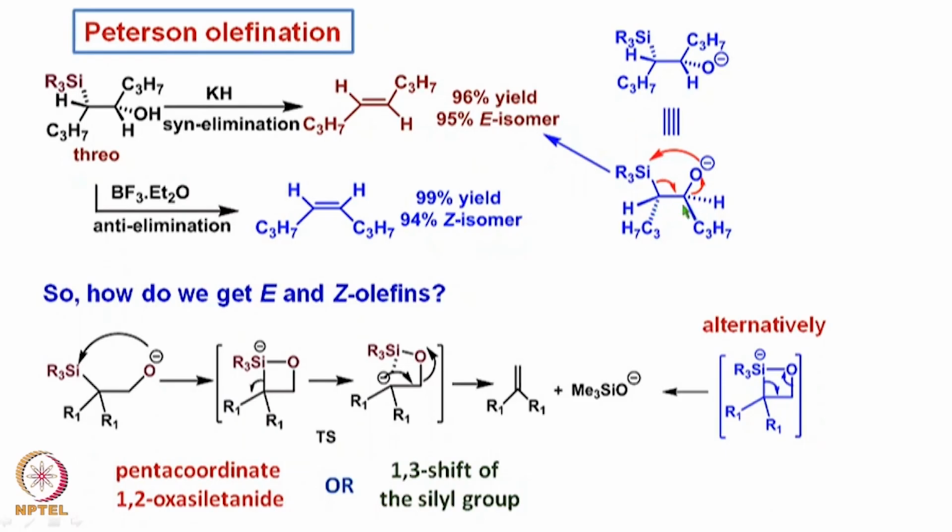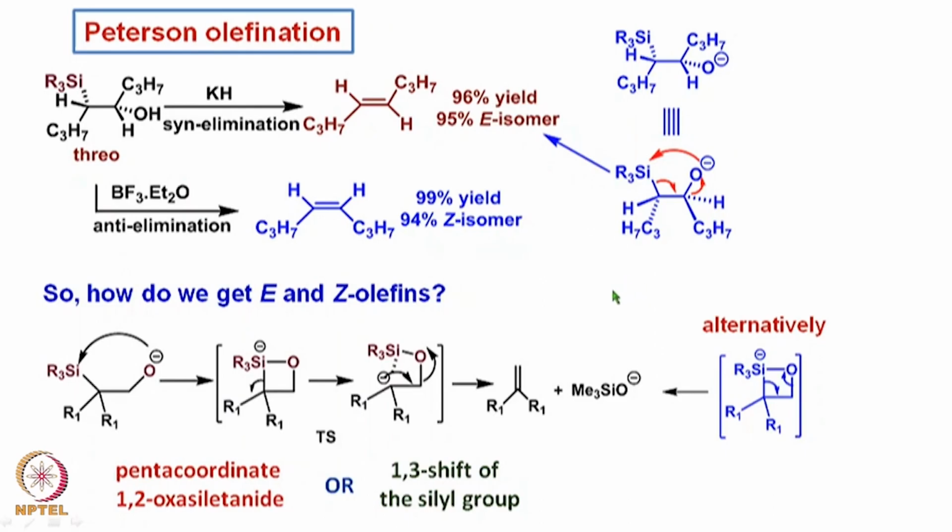Now if the double bond forms between these two carbons, then you can see that this hydrogen and this hydrogen are away from each other, and this C3H7 and this C3H7 groups are also away from each other, leading to the formation of the E isomer. So this is how the base mediated reaction occurs.